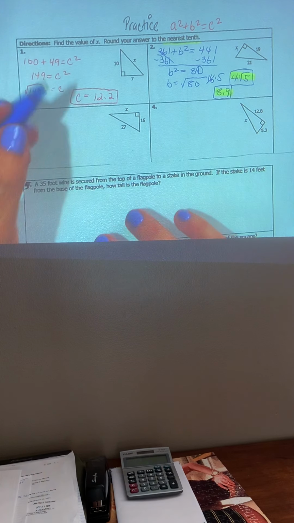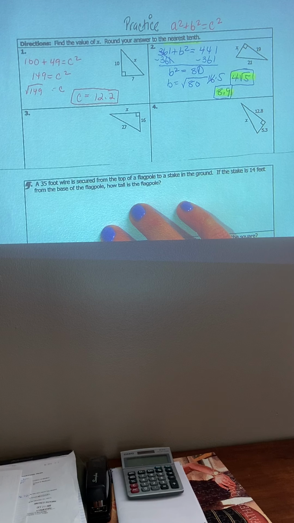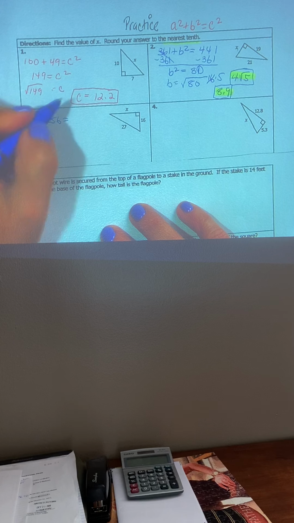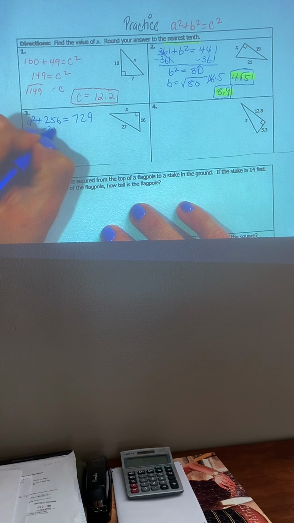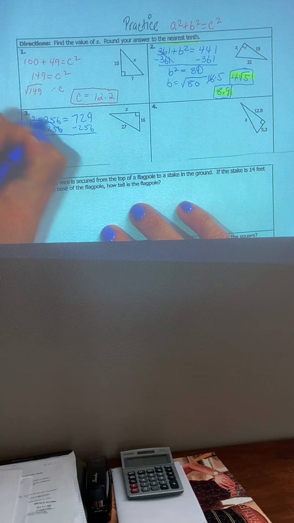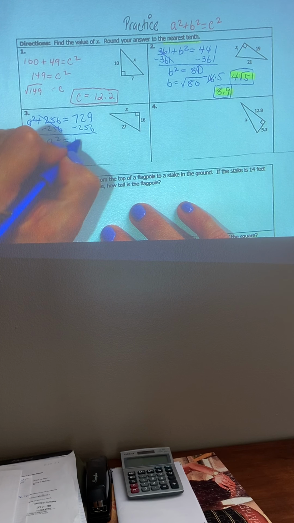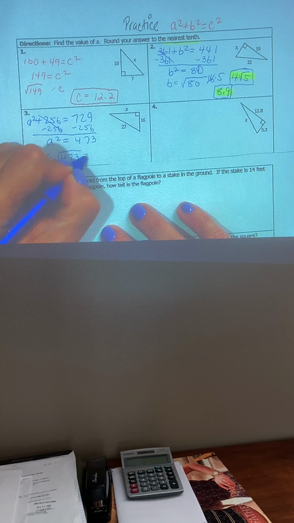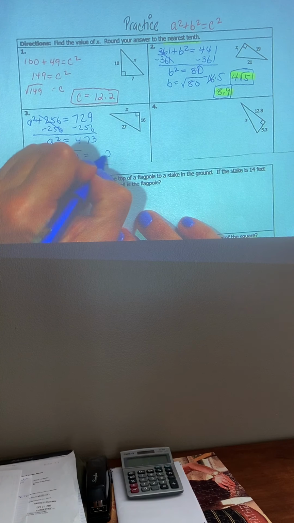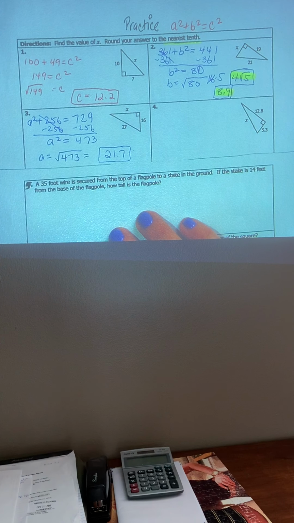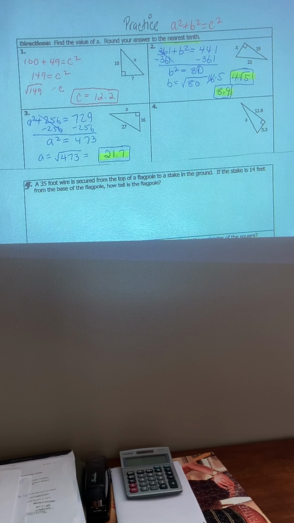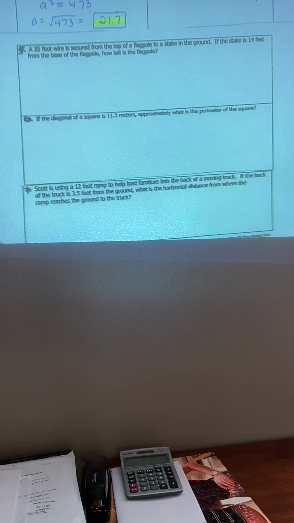Number 3, we're trying to find a here. a squared, 16 squared is 256, 27 squared is 729. You subtract 256. a squared equals 473, and a equals the square root of 473, which is 21.7. Alrighty, we'll skip number 4. We'll go on to the last 3 problems.